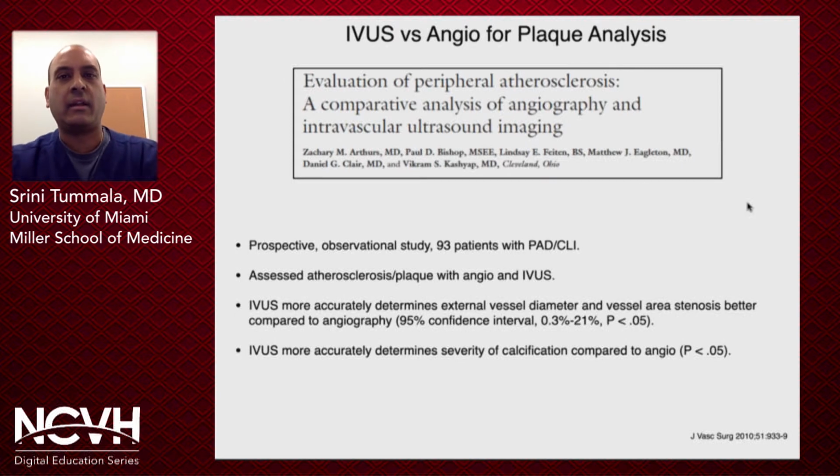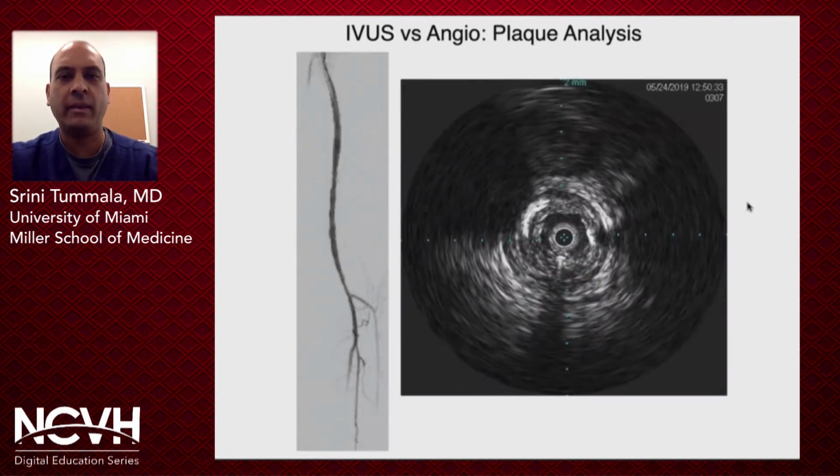So what does IVUS tell us relative to angiography in terms of plaque analysis? This is a nice prospective study including 93 patients where they looked at IVUS versus angiography to determine plaque composition. IVUS was more accurate in determining the vessel diameter and the vessel area stenosis, and was also better at determining the severity of calcification compared to angiography. And here's an example of that.